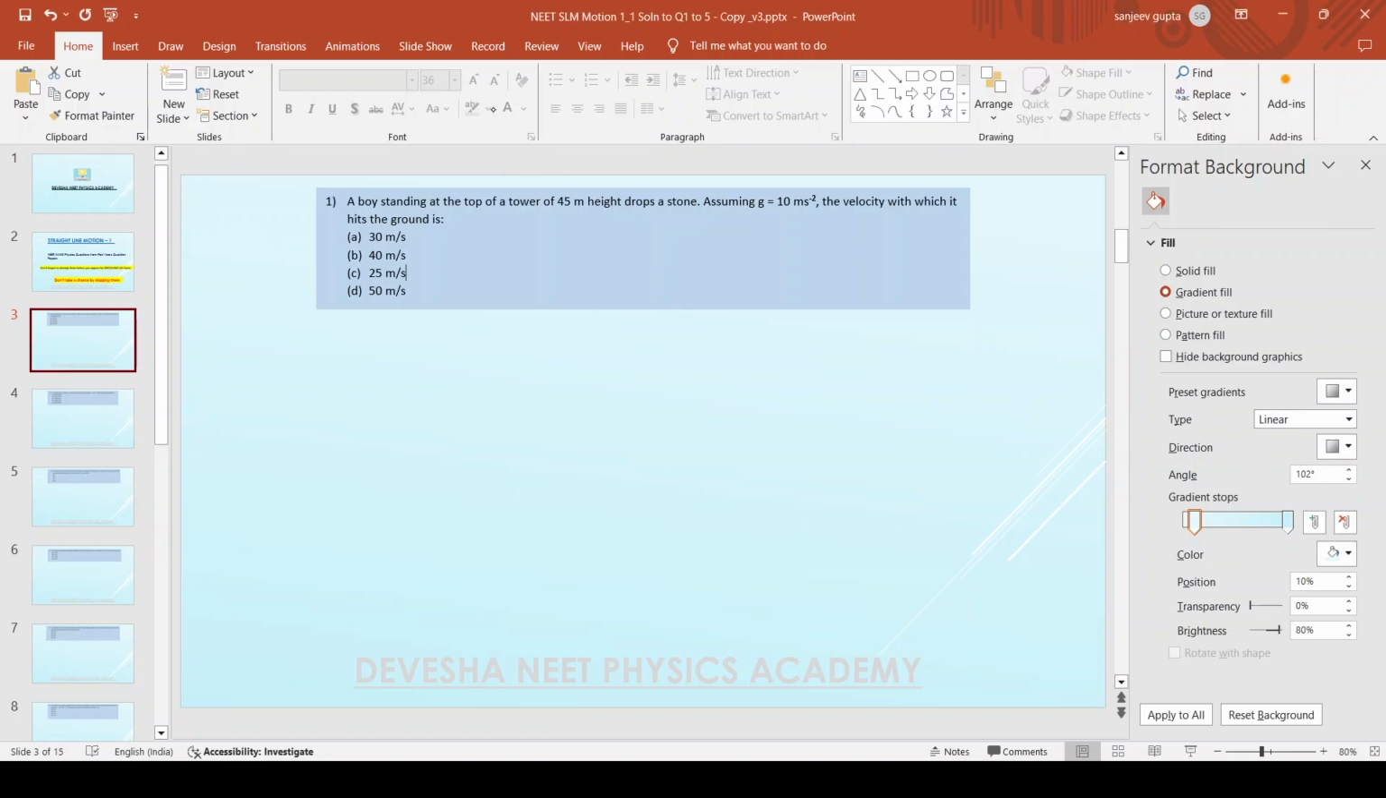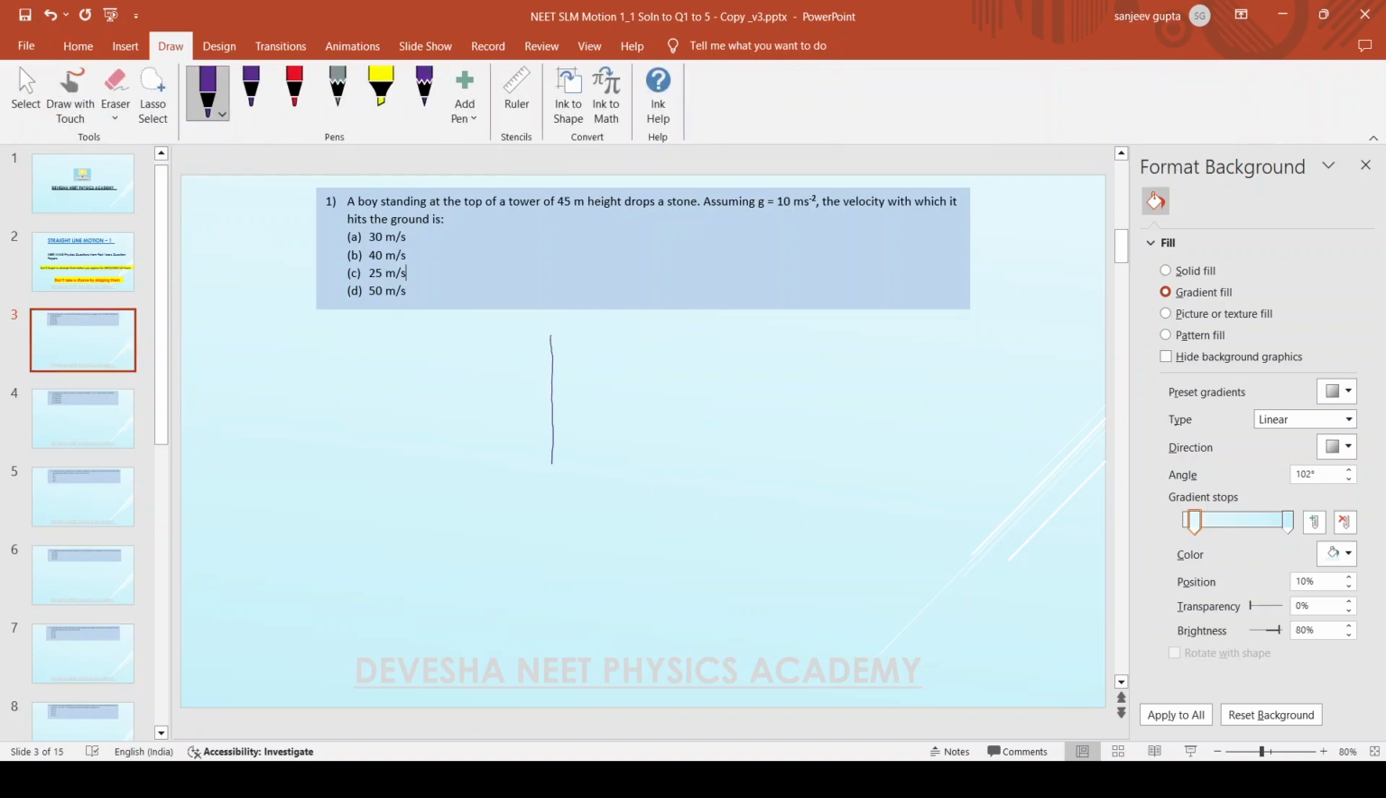So friends, we are trying to solve this problem wherein it is given that a boy is standing at the top of a tower and drops a stone. Let's assume this is the tower here on the ground, and he drops the stone from here. When he drops the stone, obviously it will fall down.